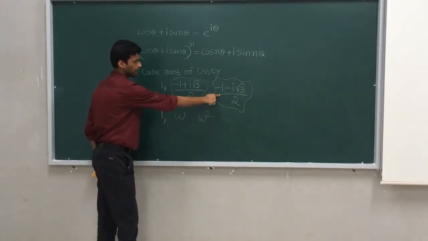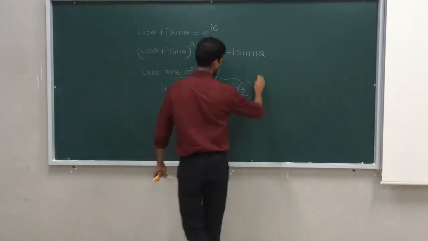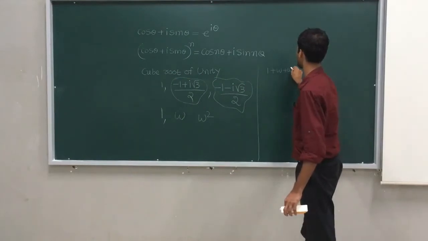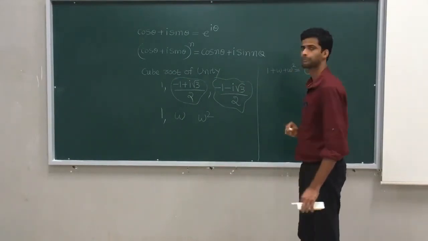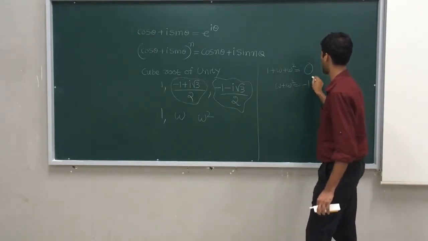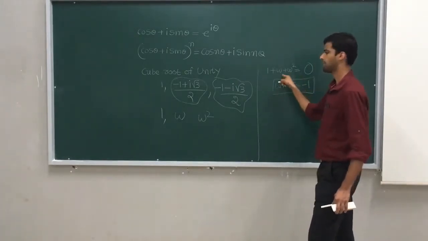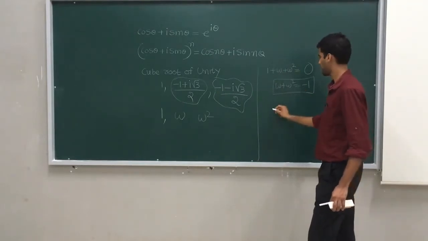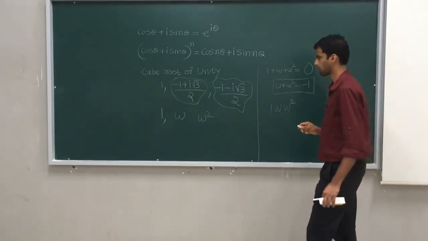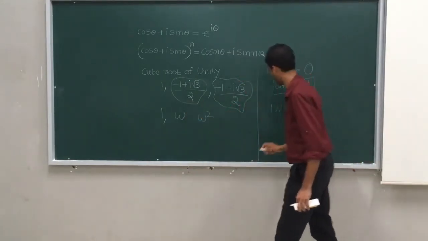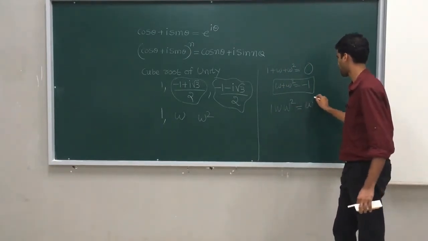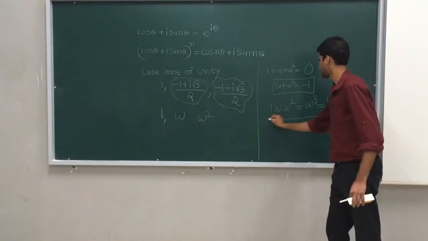You check. And one more thing, always keep in mind, for the cube roots of unity, 1 plus omega plus omega square is always equal to 0. With this I can say omega plus omega square is minus 1. We can deduce this result in many ways. And when you take the product of these, omega into omega square is omega cube, and omega cube into 1 is omega cube. Always keep in mind omega cube is 1.